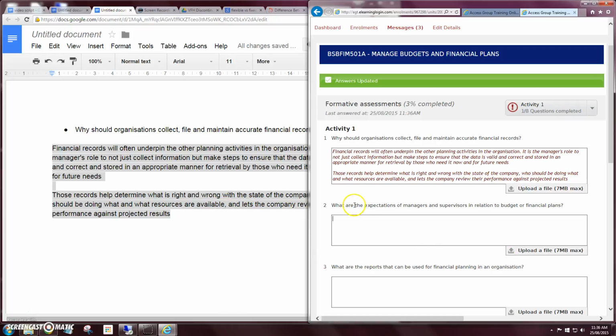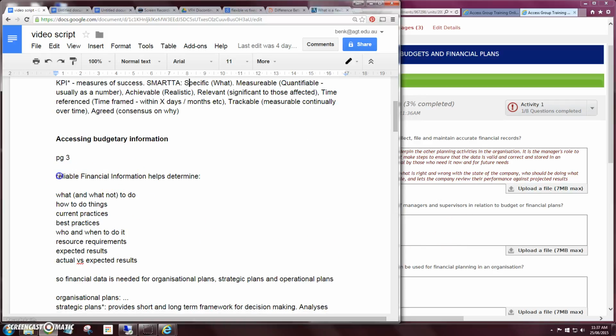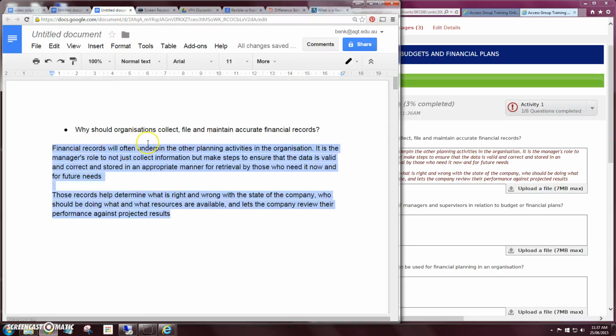Then, having a look at the next question, I'd follow the same process. What are the expectations of managers and supervisors in relation to budget or financial plans? I needed to look into my notes carefully for this because there was no particular area within my reading that explicitly used that sort of language. So I just needed to evaluate, based on the information I've gathered, why that information is useful. Particularly on page 3, I can see the note that I've taken here. It helps determine, and so on. My pre-prepared answer for this is over here.